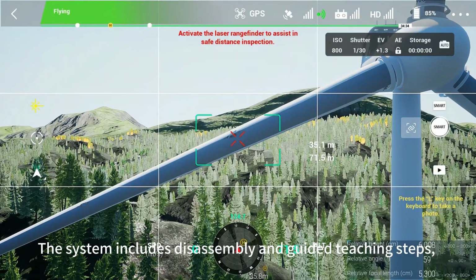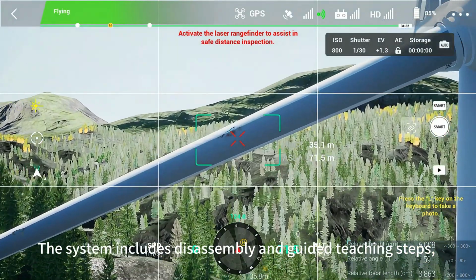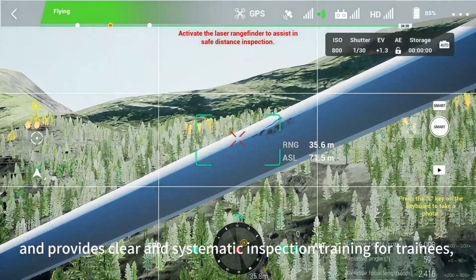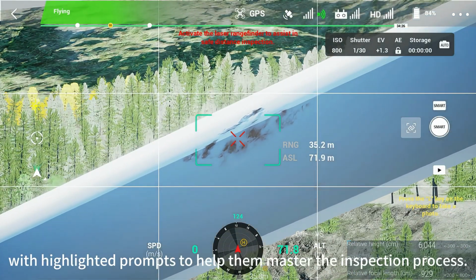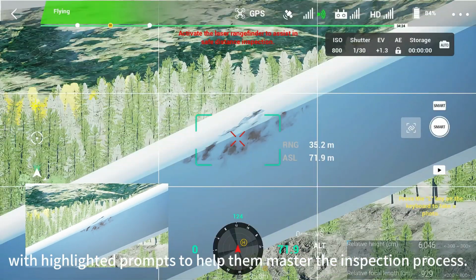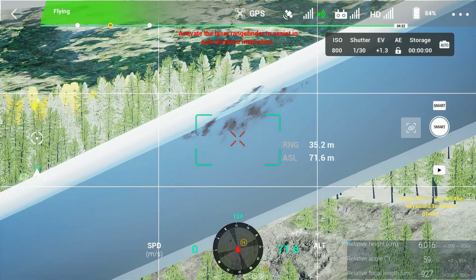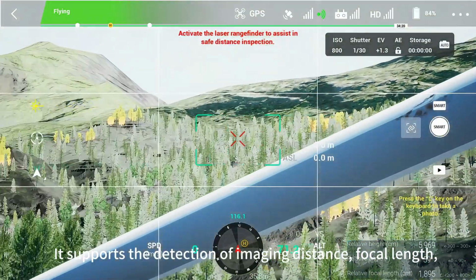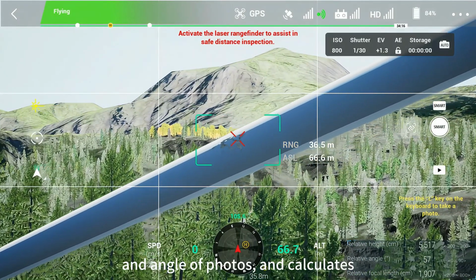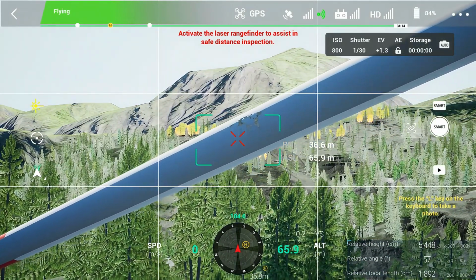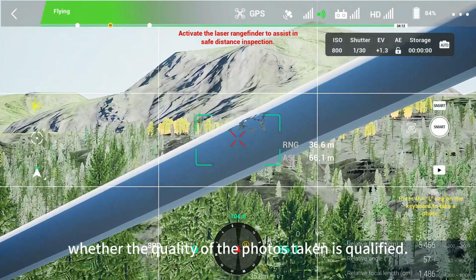The system includes disassembly and guided teaching steps, and provides clear and systematic inspection training for trainees, with highlighted prompts to help them master the inspection process. It supports the detection of imaging distance, focal length, and angle of photos, and calculates whether the quality of the photos taken is qualified.